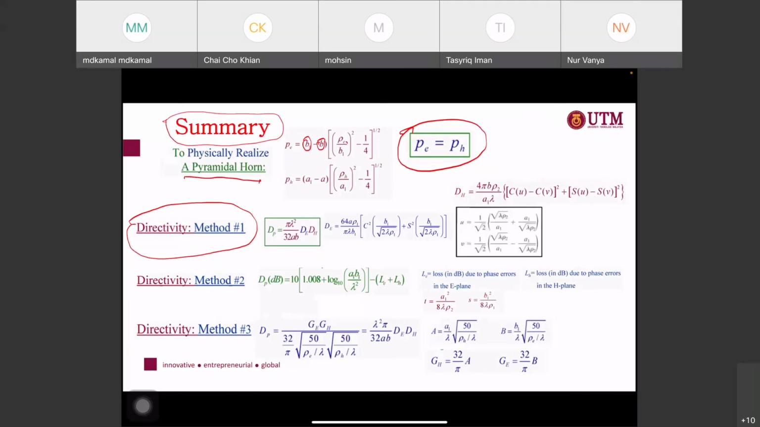So where your LE is the loss in dB due to phase error, this is the value that you can obtain from the graph. And then this is the directivity obtained from the equations that you have from here. And this is the directivity that you can get from your equations here, GE and GH. And then at the end, you find out this one is very similar with this one, almost the same.